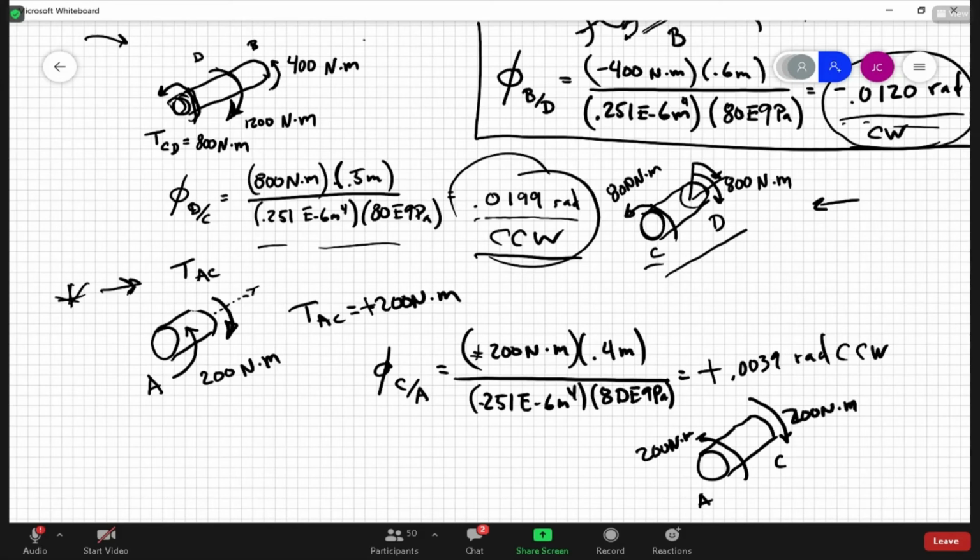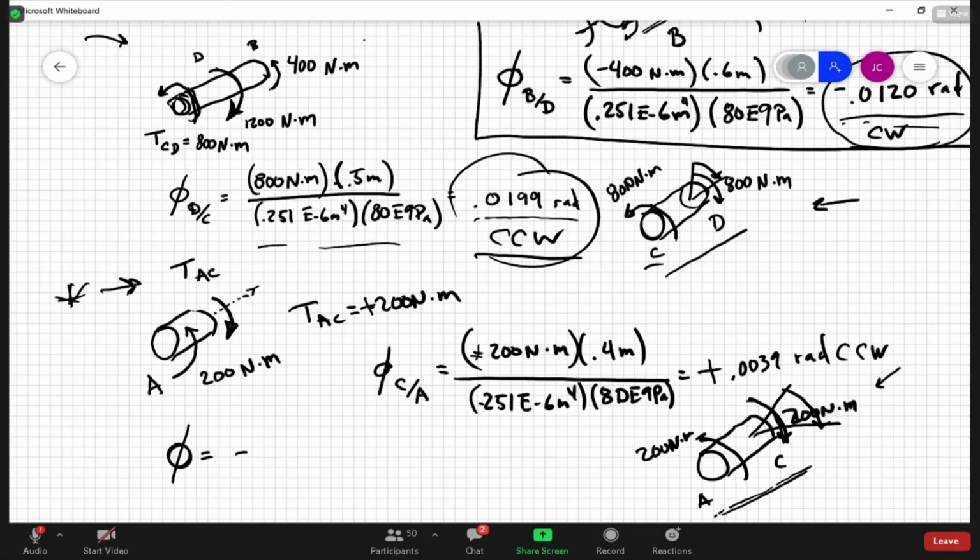And that makes sense too here, because if we go back to the picture I drew down here on the lower right of AC, the torque at face C is going in this direction. So that means it's going to rotate in the same direction. Or if you're looking down from point B, that is a counterclockwise rotation. So the total phi is going to be the sum of all those.